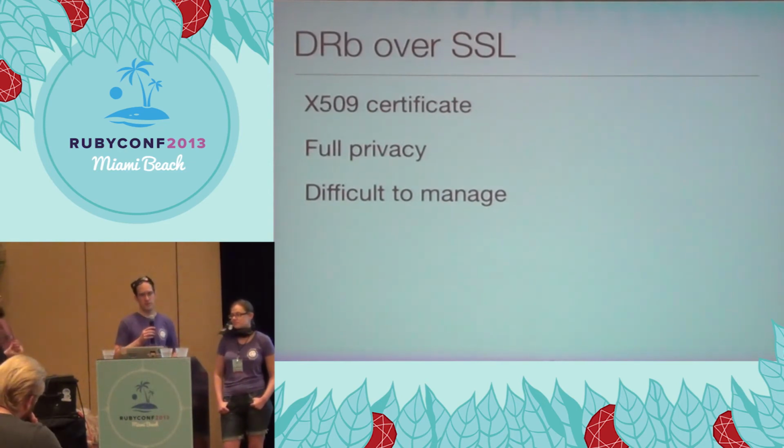And there's also DRb over SSL using X509 certificates, where you have full privacy, but you have to do certificate management the same way you have to do with updating your ACLs.